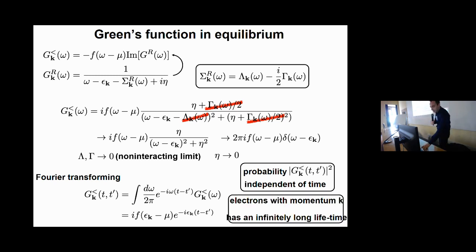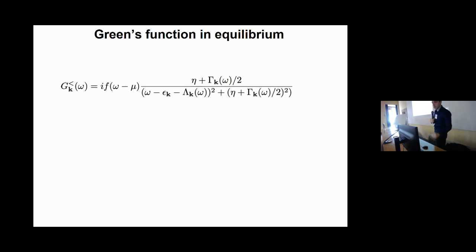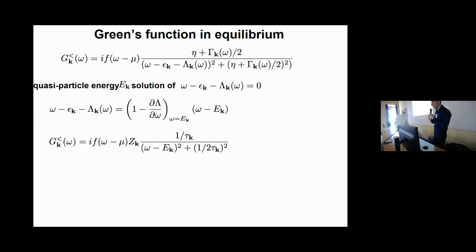And so typically one says in this case that electrons with momentum k have an infinitely long lifetime. What happens when we are interacting? Now in this case we cannot take gamma and lambda to be vanishing. Well, typically one defines the quasi-particle energy capital E as the solution of the real part of the denominator equals 0. But then you can expand the real part of the denominator in this way, plug it into the expression for G lesser, and find this expression here. This is a kind of renormalized Lorentzian.